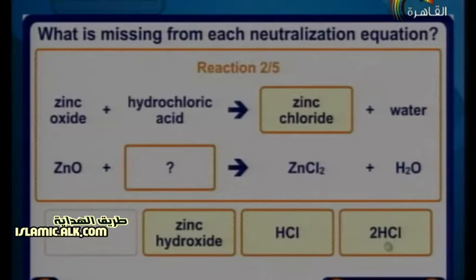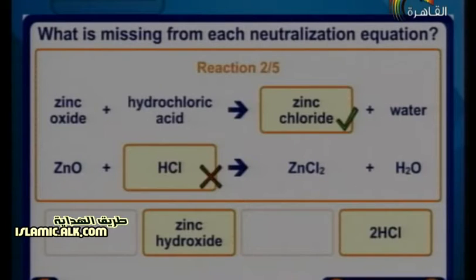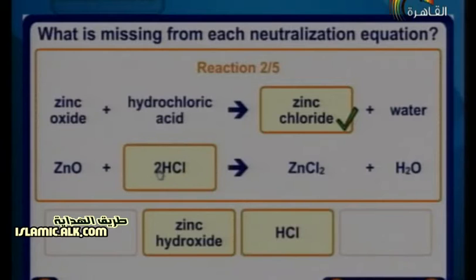And here, if I put HCl, it's wrong. Why? Because HCl has no balance here. So if I substitute this one by 2HCl here, it is right. Like this. Why? Because I need the balance here of ZnO and 2HCl to form ZnCl2 and H2O. It's very important to know these types of questions, to revise many times.